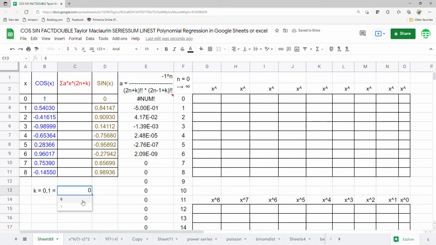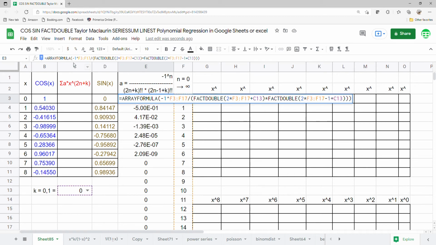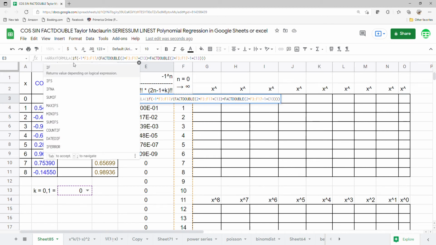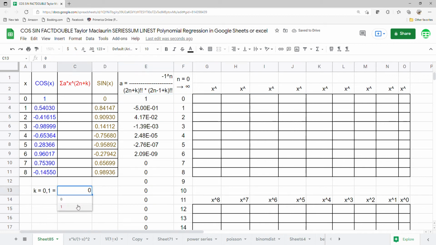So at k equals 0, there's an error. K equals 1, there's no error. So we'll correct this error. So at n equals 0, this should be 1. So we'll correct this. So if n equals 0, it should be 1. Otherwise, calculate. Now it's corrected. So this is 1. So we have corrected it.